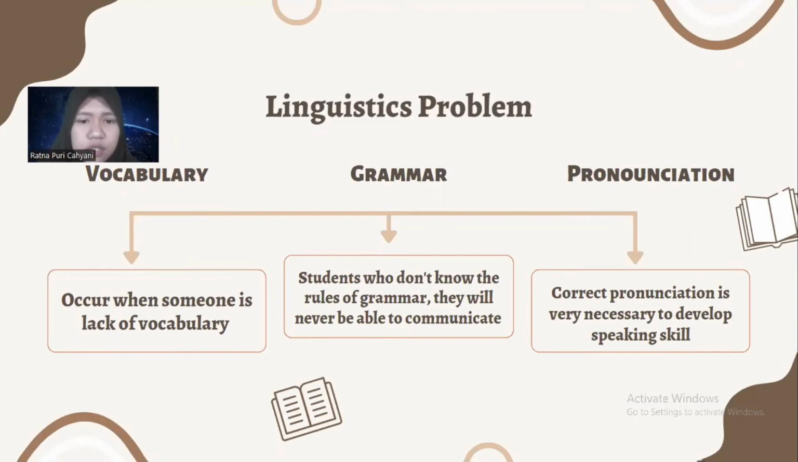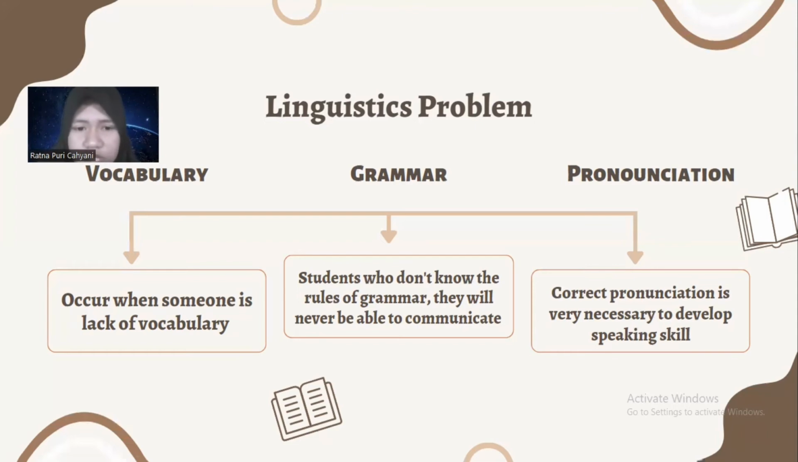The next is grammar. Grammar is a study in which sentences are structured and formed. If learners don't know the rules of grammar, they will never be able to communicate using English effectively. For example, the learner who has mastered the third person singular marker on the present tense verb is likely to overgeneralize the rule and apply it to the newly emerging modal verb, thus producing errors such as "she cans speak English." The last one is pronunciation.